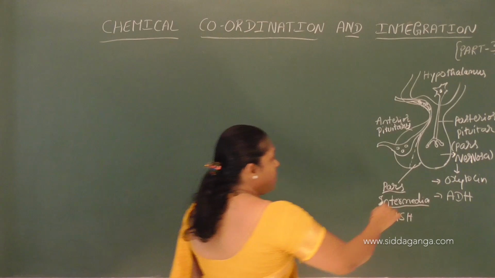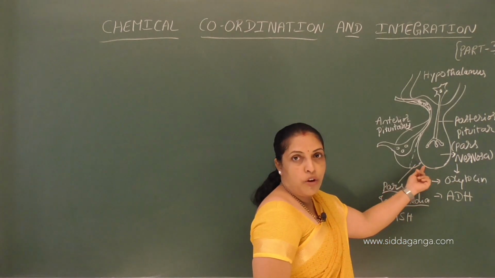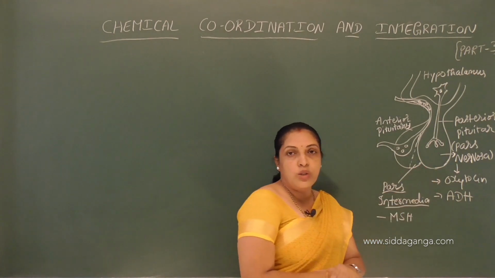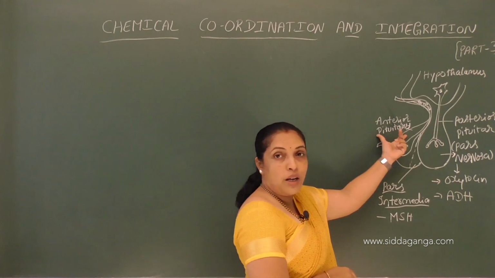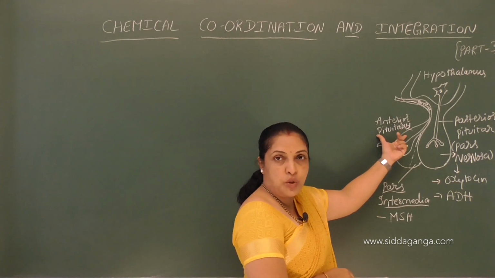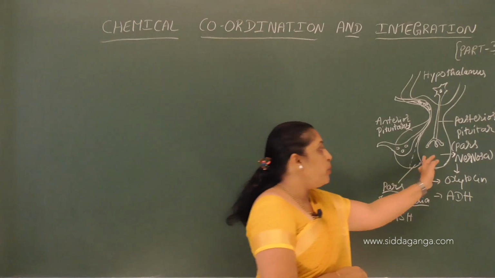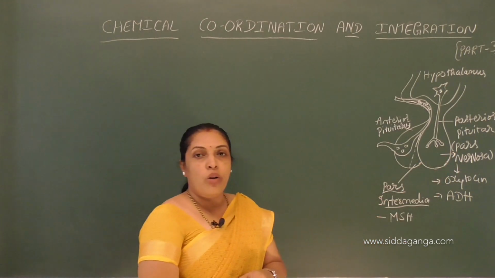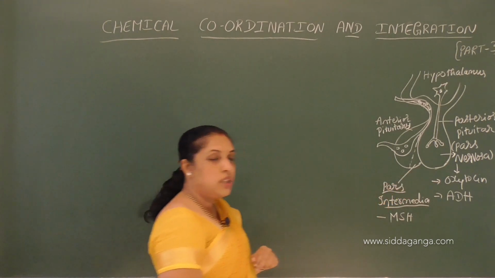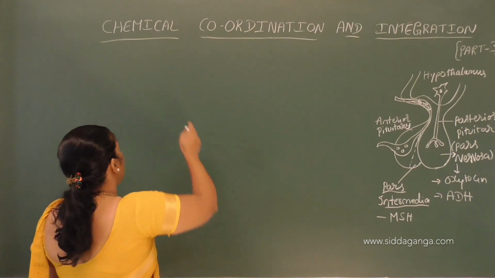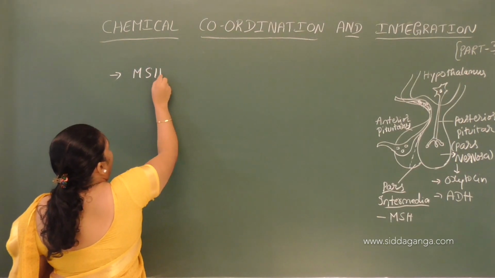The pars intermedia is the middle lobe of the pituitary. Pituitary is also called hypophysis. That is why we call this part adenohypophysis. Anterior pituitary gland is also called adenohypophysis, and posterior pituitary gland is called neurohypophysis.